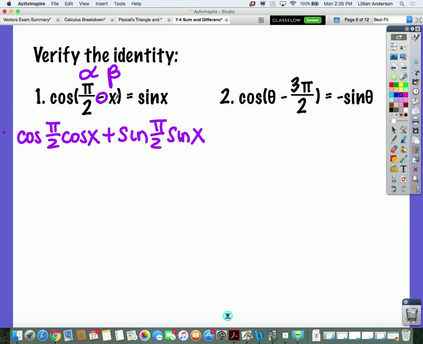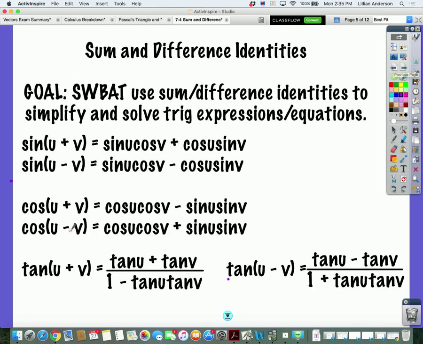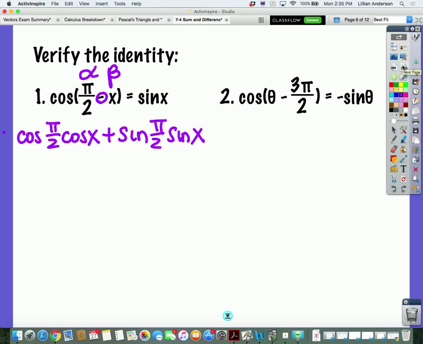Caleb asked, would it be a negative x? And I said, no, this sign basically lets us know which identity we need to use. So the fact that it's a minus means we're using the difference formula here, which gives us a plus in the formula. True, but we're verifying. We are showing why it does equal sine. We're showing why this is the case.